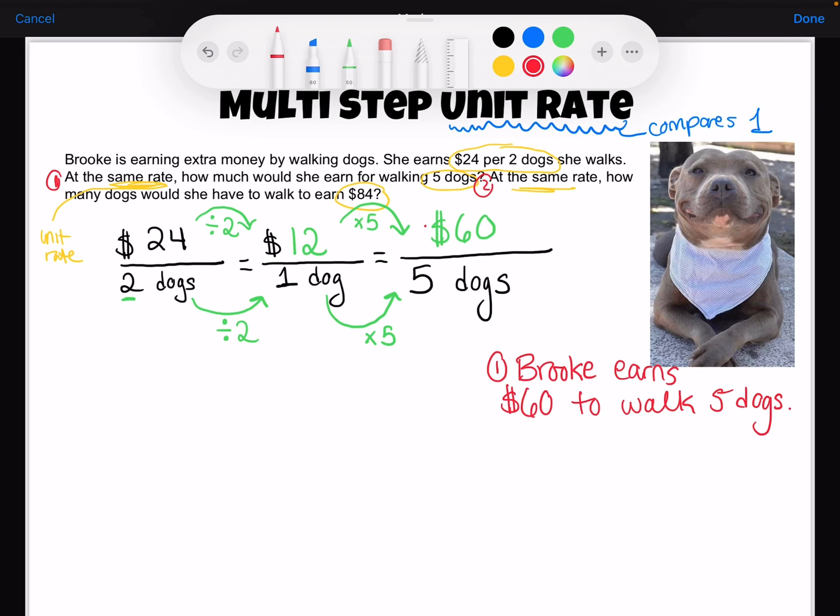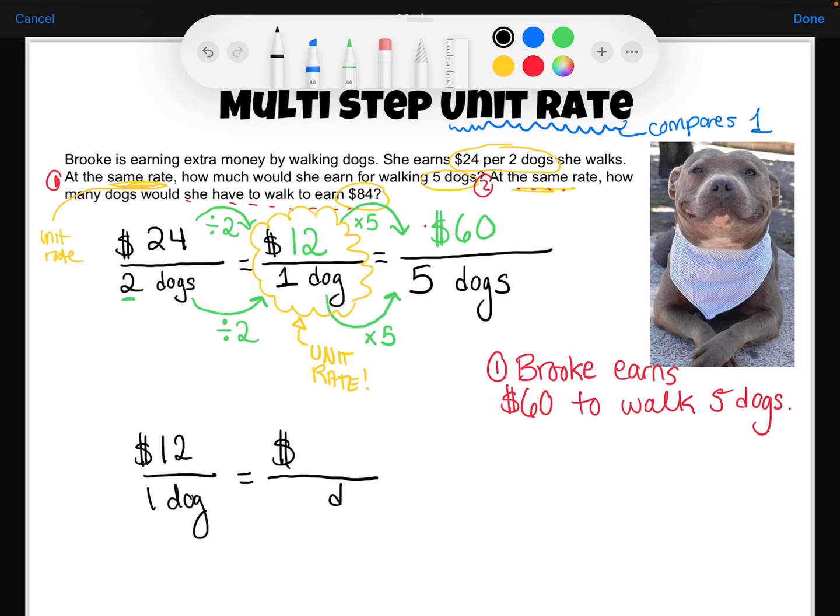The second part is, at the same rate, how many dogs would she have to walk to earn $84? So I'm going to set up another 2 fractions. I'm going to put my unit rate that I looked at. I'm even going to highlight this and write unit rate because it's going to be really helpful as we solve our second part. And I'll plug in my information that we know she earns $12 per 1 dog. And we know money here per dogs.